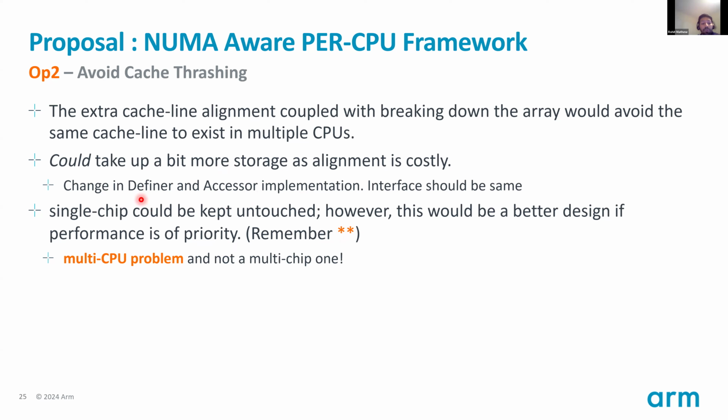But the key point here is this is not a NUMA node or a multi-chip problem, but rather a multi-CPU problem. Even for a system with n number of CPUs, but just one NUMA node, we would still have this problem because multiple CPUs still have local caches and cache ownership can switch between different CPUs. So this is something worth doing because we'll have performance benefits.